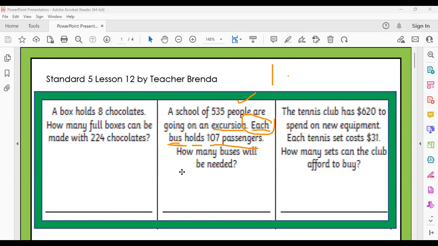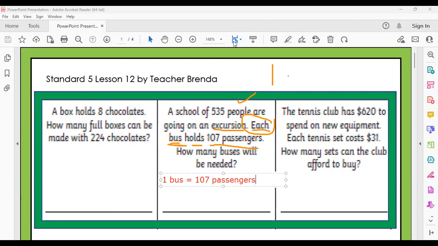So this is a really big bus where one bus seats 107 passengers. Do you understand that part? So this is the first equation that you are taking out from this word problem. Then, after that, the question is, how many buses do you need for 535 people?